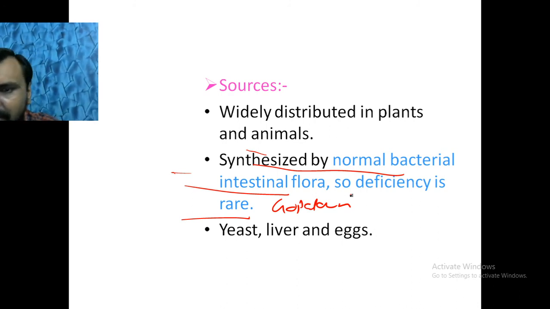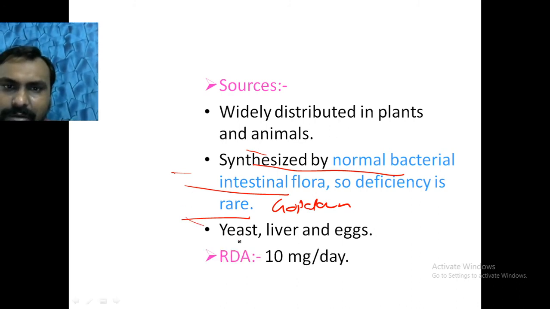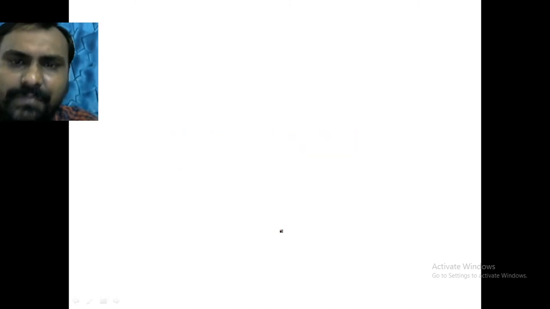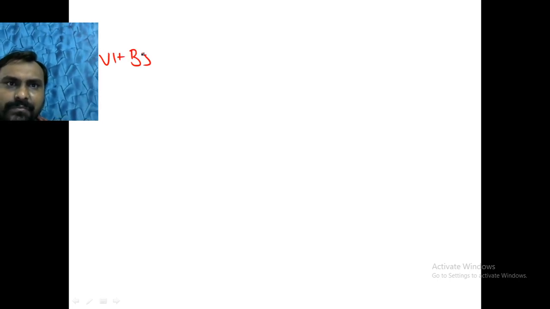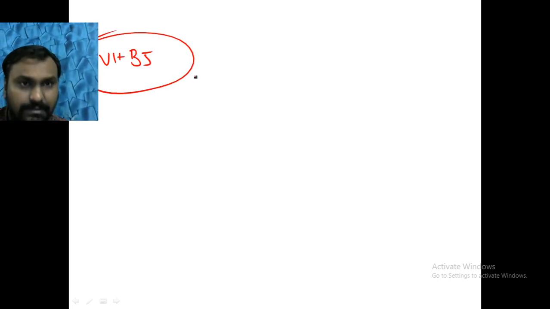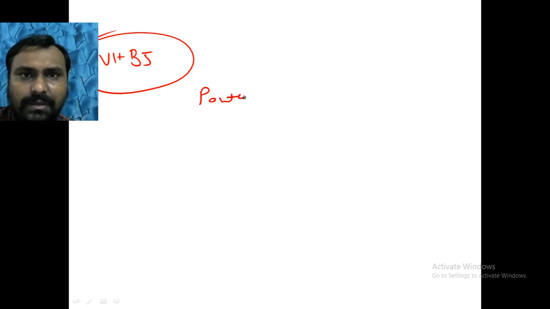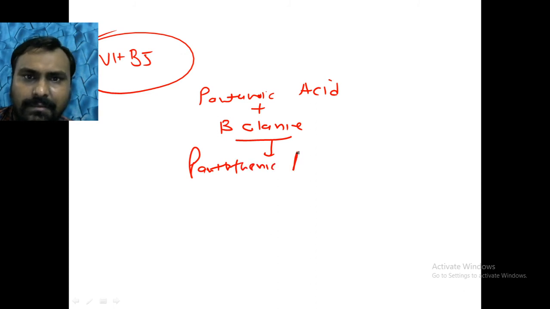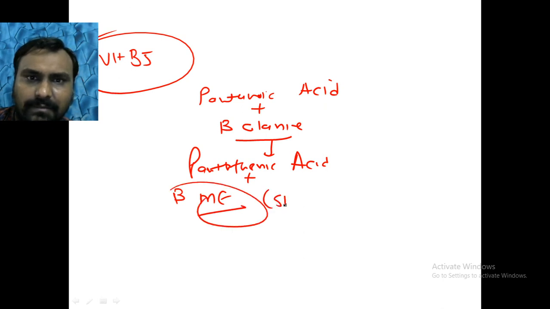It is found also in yeast, liver, and egg. Daily requirement is around 10 milligrams. Okay, so this is all about vitamin B5. So if I revise again, it is made up of pantoic acid plus beta alanine. They will form the pantothenic acid. Okay, pantothenic acid will bind with beta mercaptoethanolamine, which contains the sulfhydryl group, and this will react with the adenosine phosphate, and ultimately coenzyme A is formed.